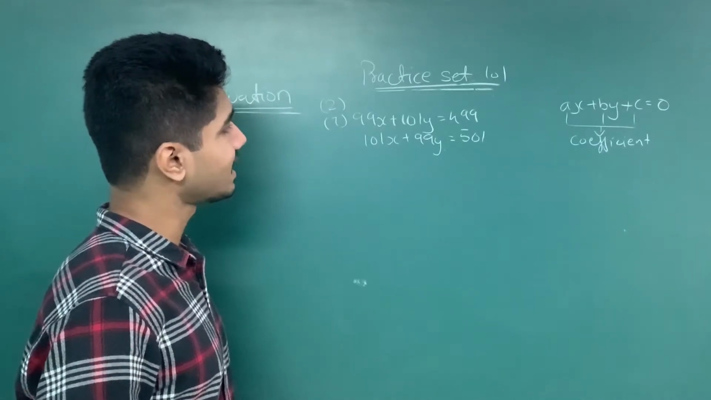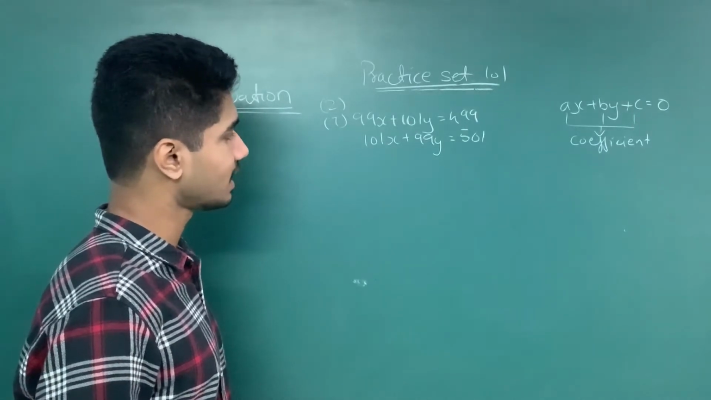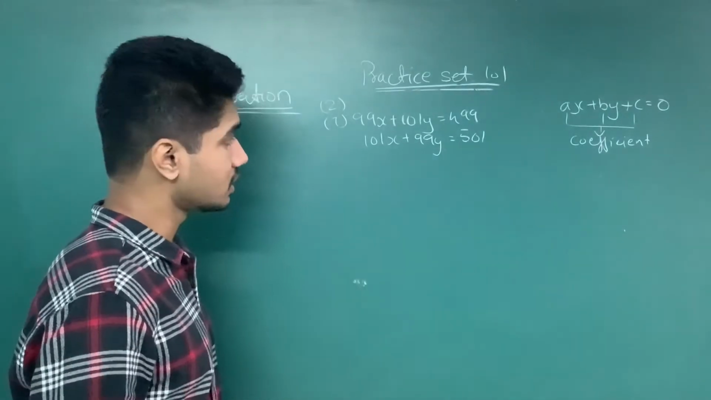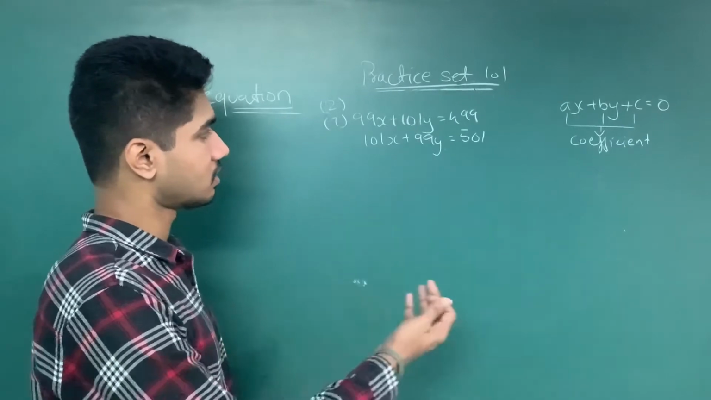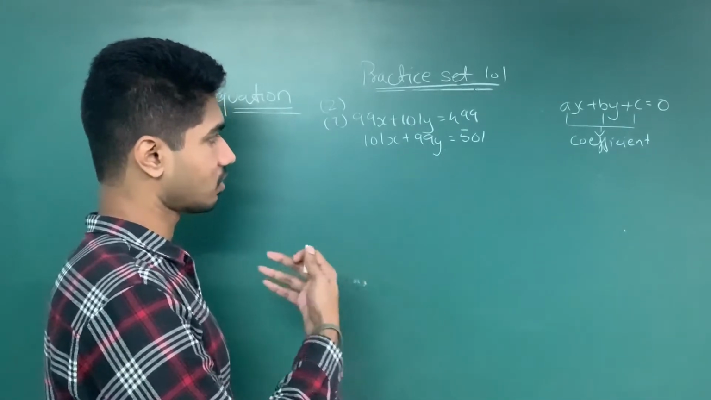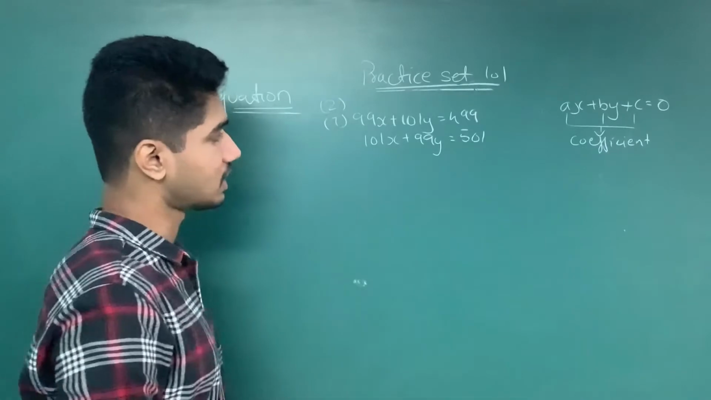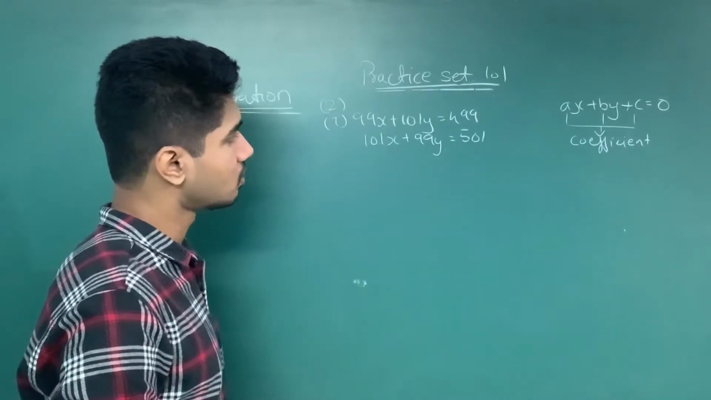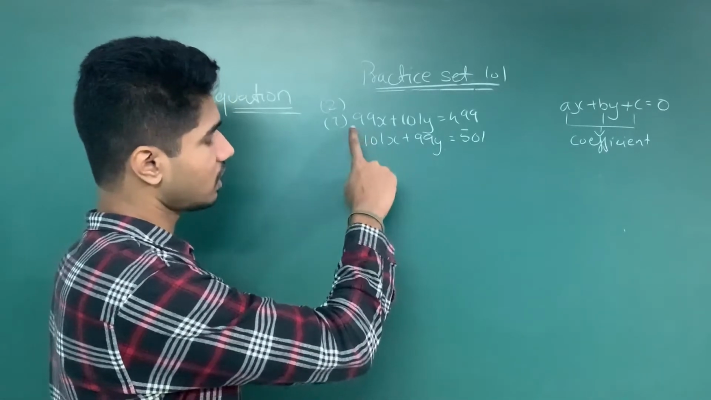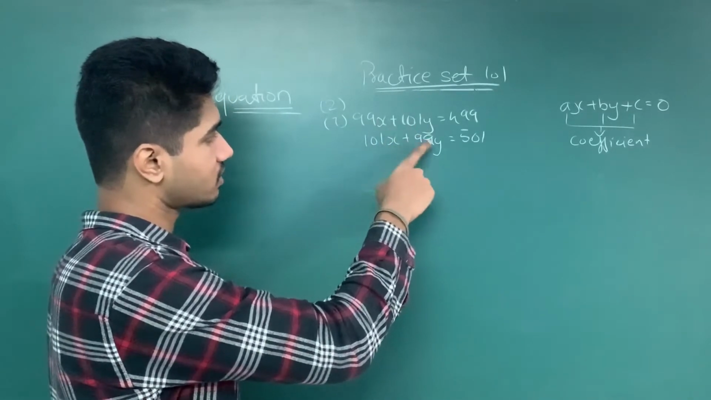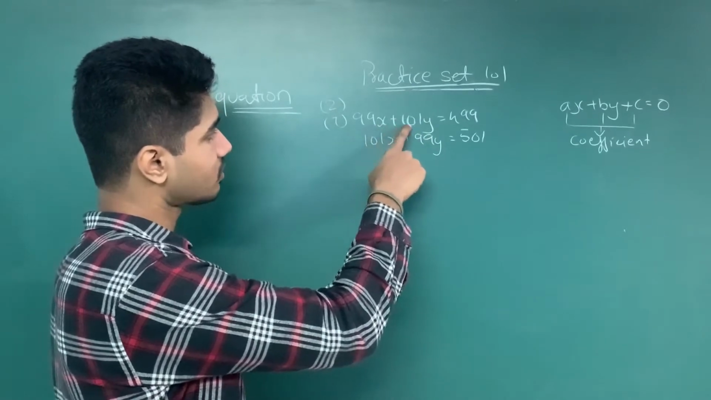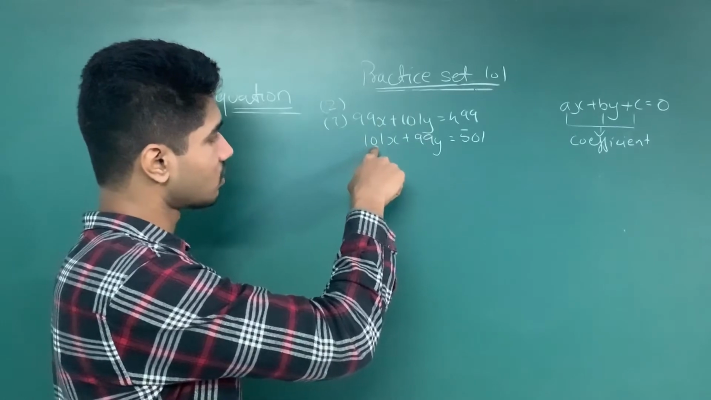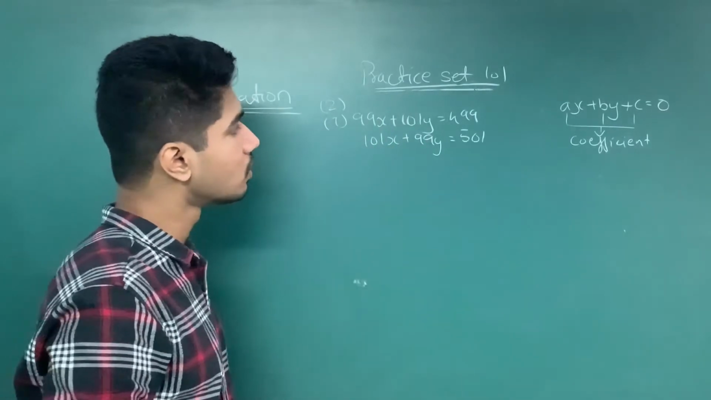Seventh question, 99x plus 101y is equal to 499 and 101x plus 99y is equal to 501. So the method you used earlier, multiplying and dividing to make the coefficients the same, is not going to work in this sum. To identify this kind of sum, check the coefficients. If you look at the coefficients here, it's vice versa: 99x plus 101y, and the coefficients are just reversed, 101x plus 99y.